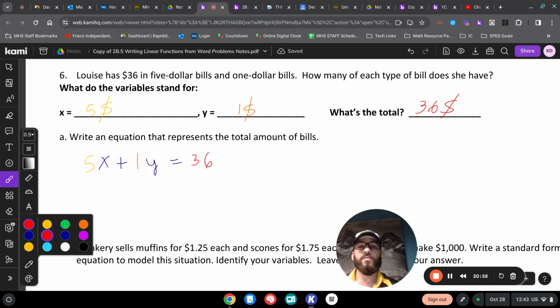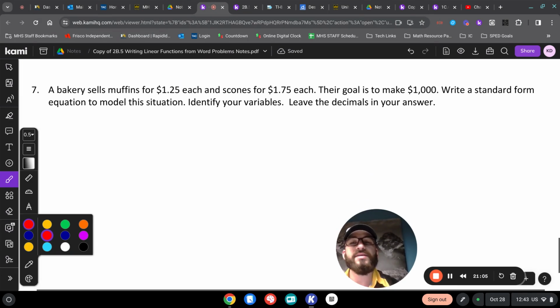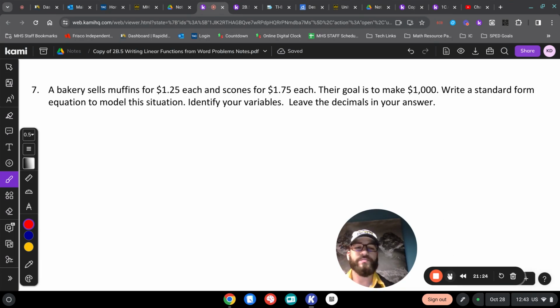Okay. So hopefully we're starting to get the hang of it. I want you to go ahead and do 7 on your own. A bakery sells muffins for $1.25 each and scones for $1.75 each. Their goal is to make $1,000. Write a standard form equation to model this situation. Identify your variables and leave the decimals in your answer. Okay, so go ahead and pause me and see if you can write this one on your own.